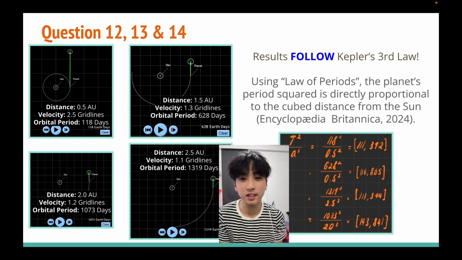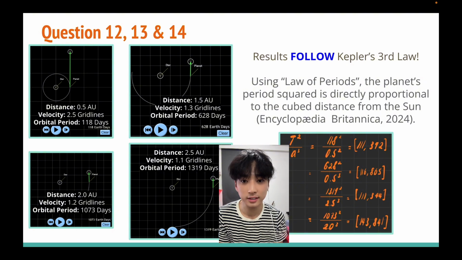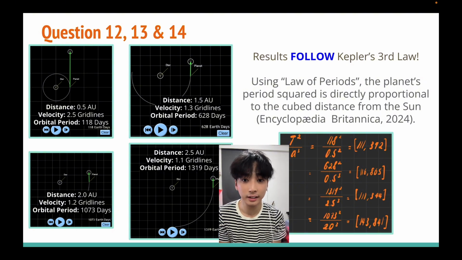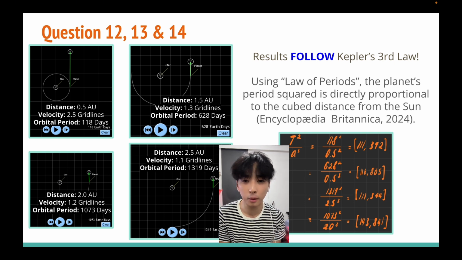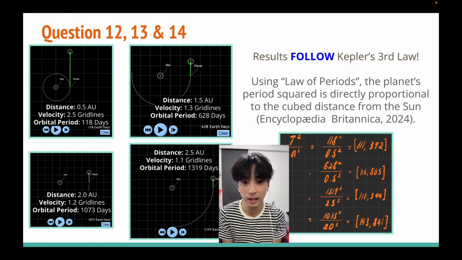So as long as the Sun covers equal areas over equal times, the results seem to follow Kepler's third law as well, since after I squared the orbital period for all 4 different scenarios and divided it by the distance in AU, the constants were approximately 111,000, except for the trial with 2 astronomical units, which gave 140,000.